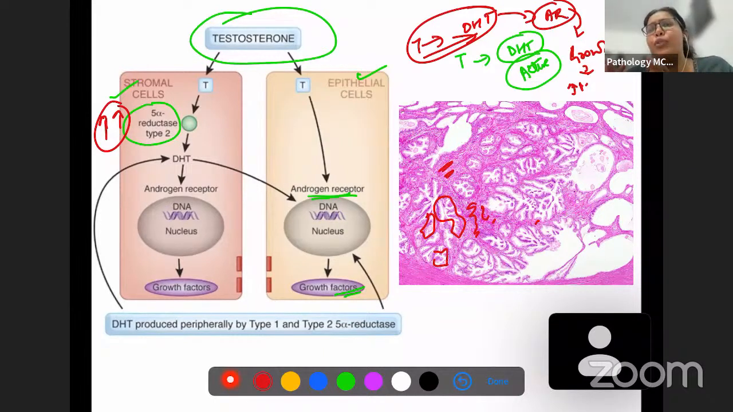Now imagine how would you control this? You would have to inhibit some enzyme. Which enzyme will you inhibit? You will inhibit 5-alpha reductase 2. The drugs which are used for prostatic hyperplasia are nothing but dihydrotestosterone inhibitors or 5-alpha reductase inhibitors, and you will be reading this in pharmacology also. So this is the pathophysiology, and this is how benign prostatic hyperplasia looks.